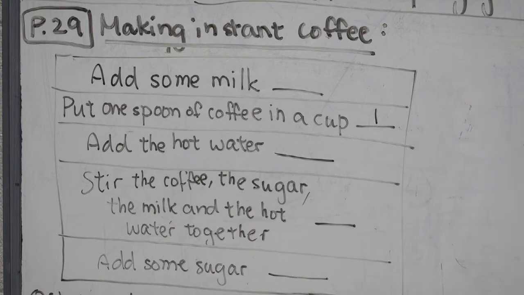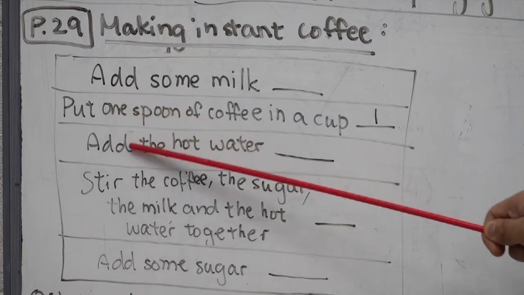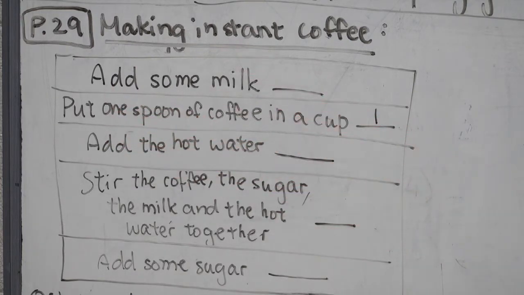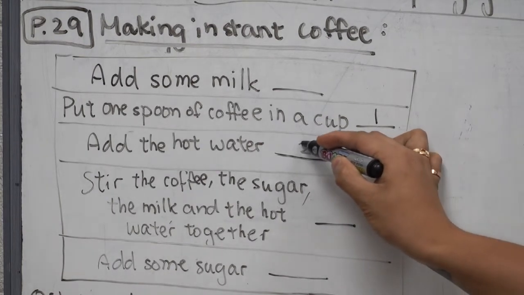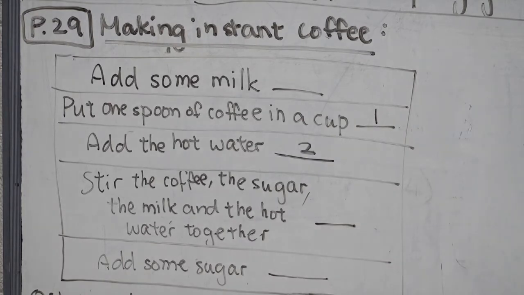Now after that, what will you do? You will add the milk, the cold milk, you will put in the coffee powder? No, right? You need the hot water to melt down the coffee powder. So the next one is add the hot water. So that is step number 2. Easy peasy, right? Step number 2 is add the hot water.